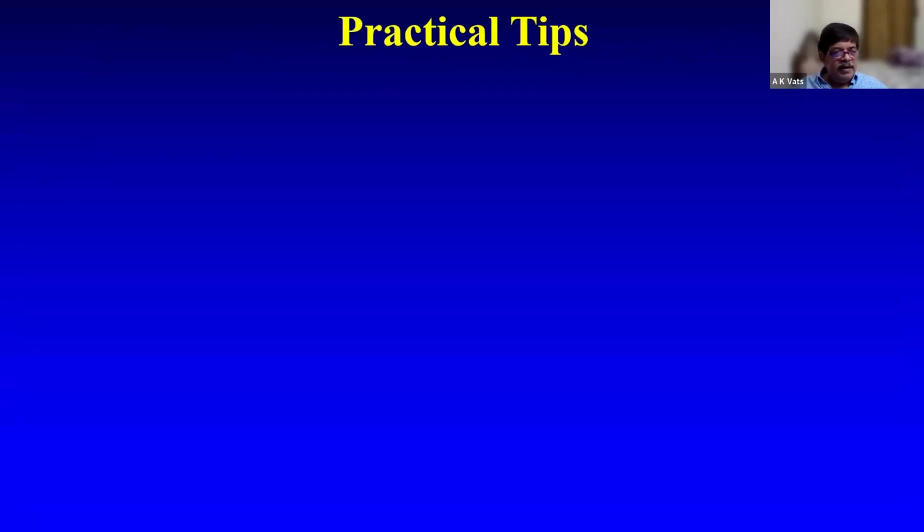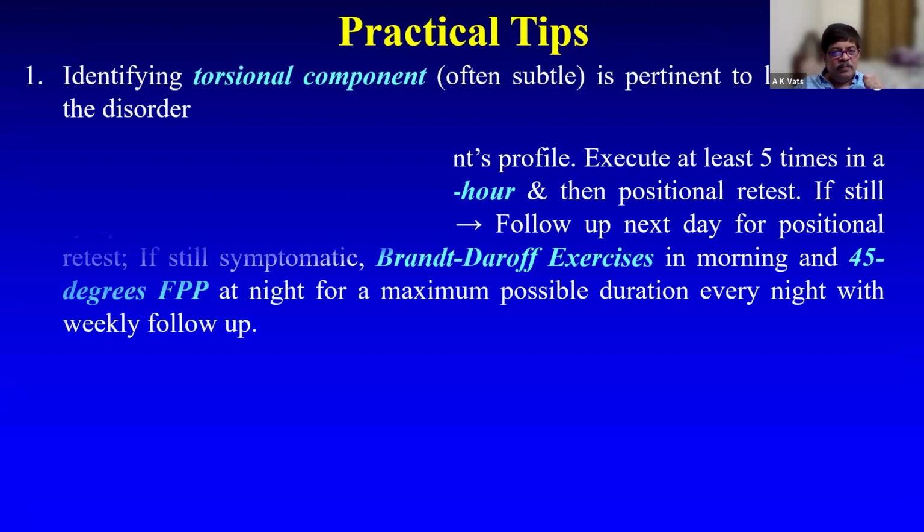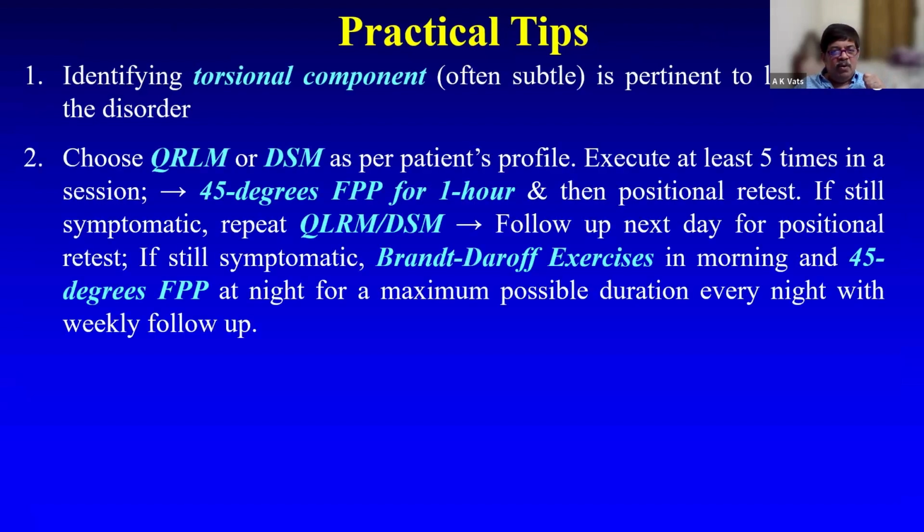Now come the practical tips. They will not be found in any studies because no systematic studies are done. Neither does the Bárány Society recognize this variant. But you see it. Identifying the torsional component, often subtle, is pertinent to the diagnosis and lateralizing this disorder. Choose the QLRM or the Demi-Semont maneuver as per the patient's profile. Some patients may not be fit for QLRM, so they may be treated by the Demi-Semont maneuver, or they may not be fit for either.